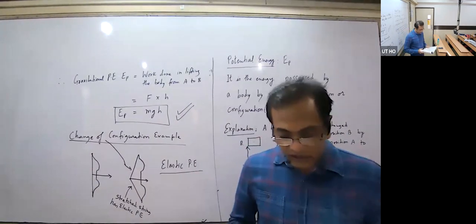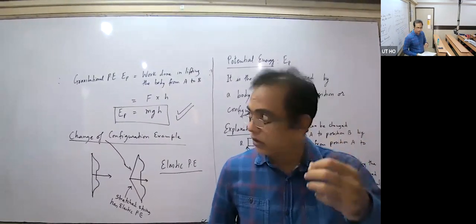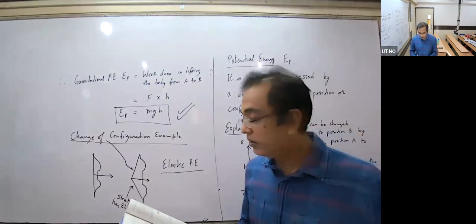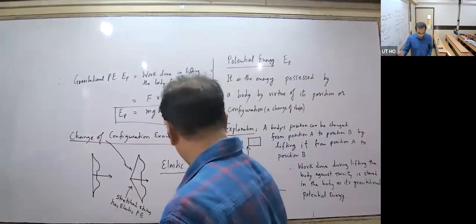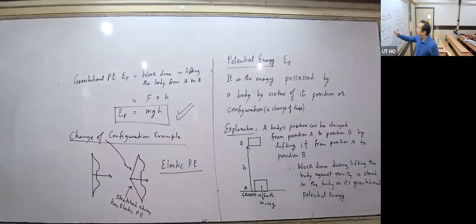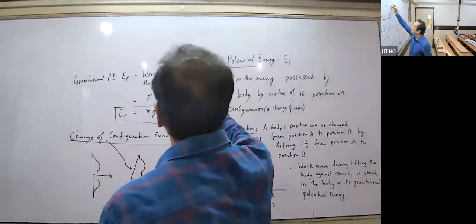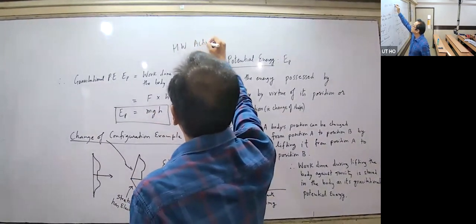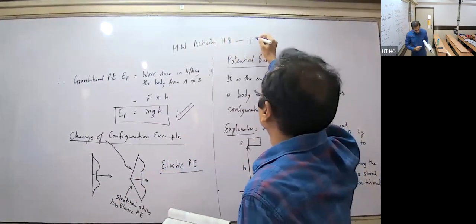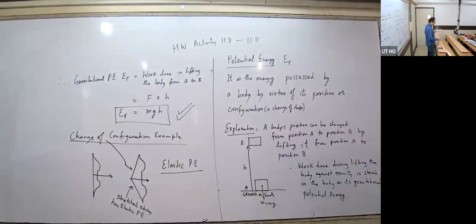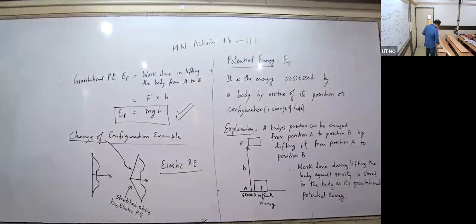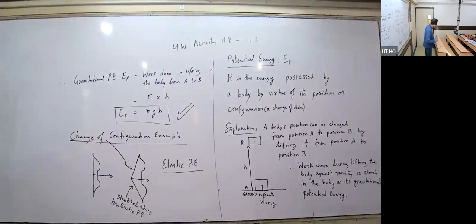Now take time to read the activities. Okay. So homework. Go through activities 11.8 to 11.11. This is all about potential energy. You should be able to understand it. It's very simple, right? If you have any difficulty, ask me in the next class. Okay, see you in the next class.